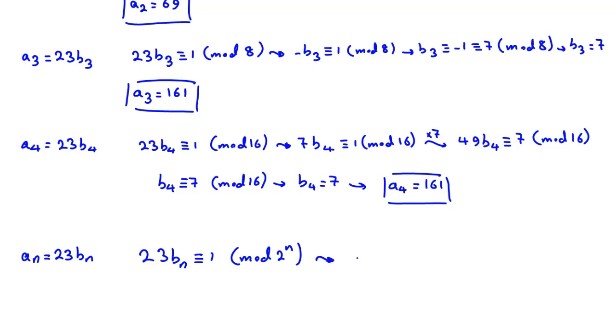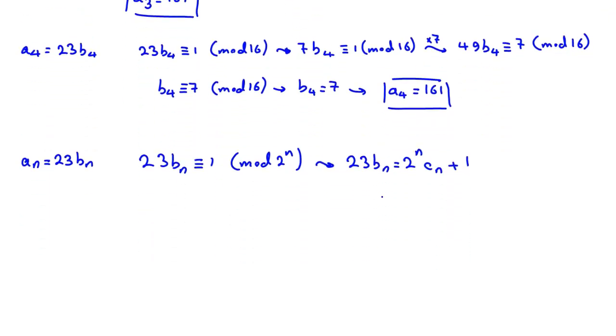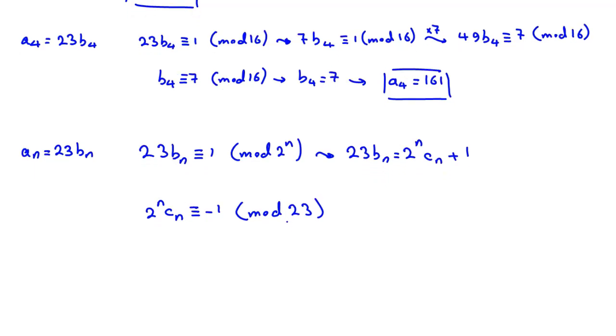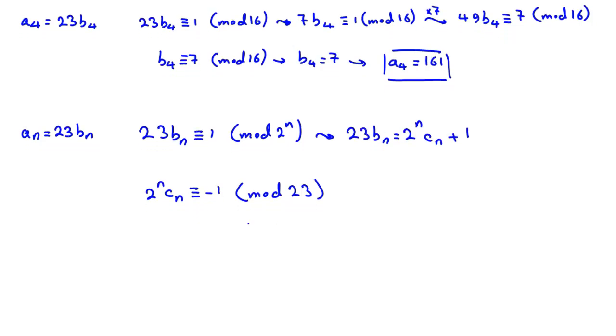So we can say that 23B_n equals 2^n C_n plus 1. And we can also consider it mod 23. We know 2^n C_n is congruent to negative 1 mod 23. Why? Because mod 23 the left side is 0, the right side is 0, so 2^n C_n is congruent to negative 1. Now here we should find, for example, the minimum C_n satisfying this, if possible. So let's consider.